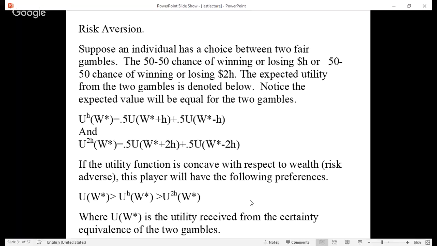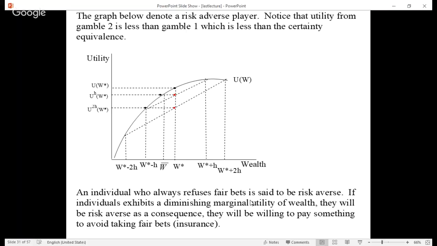And of course, U(W*) is the utility received from the certainty equivalent of the two gambles. In other words, not gambling at all. Okay, so here's our graphical representation. Like I said, we have utility on the vertical axis, wealth on the horizontal axis. If this person is forced to take the first bet, his utility is going to be as follows. This is his utility curve, or his utility function.